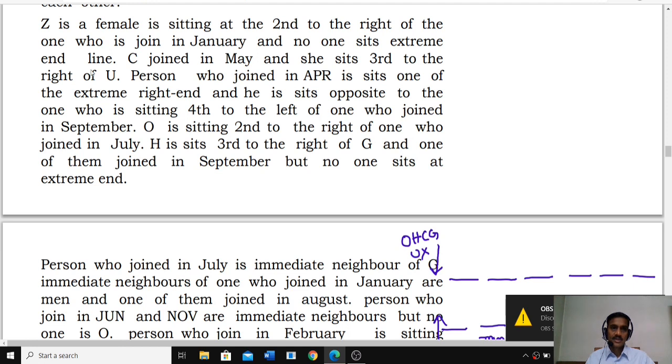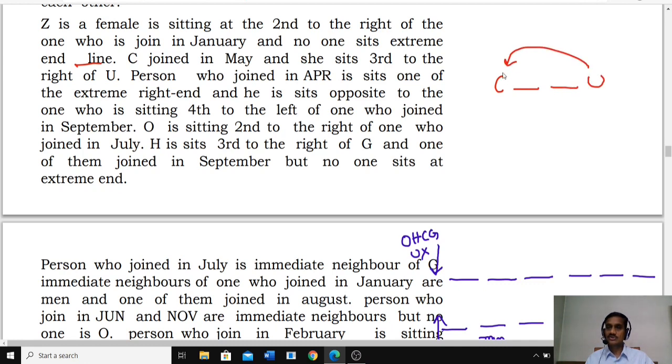Next one. She joined in May, and she is a female. She sits third to the right of you.